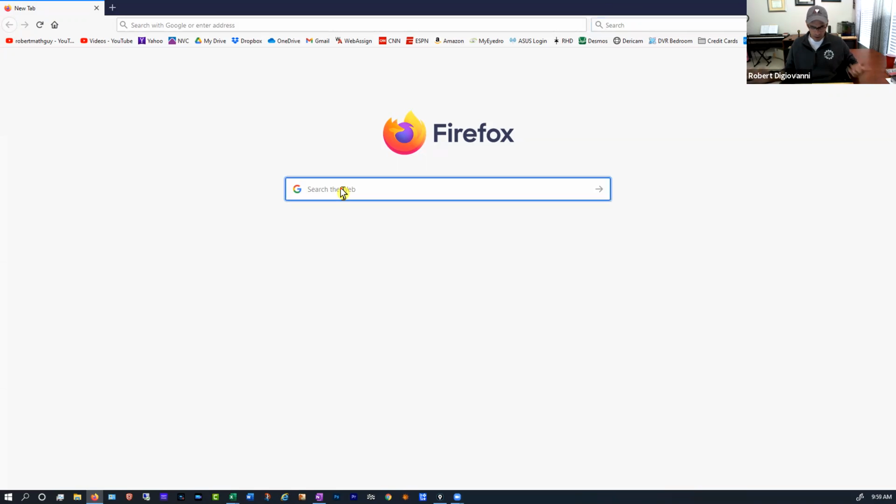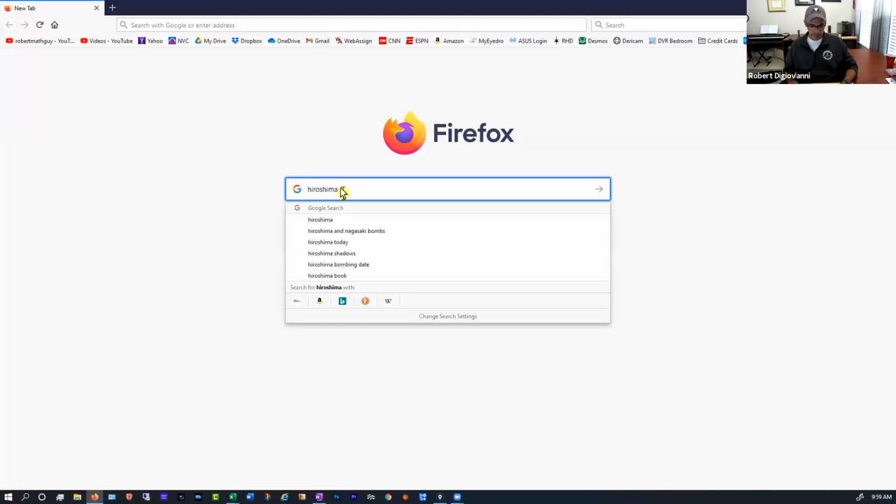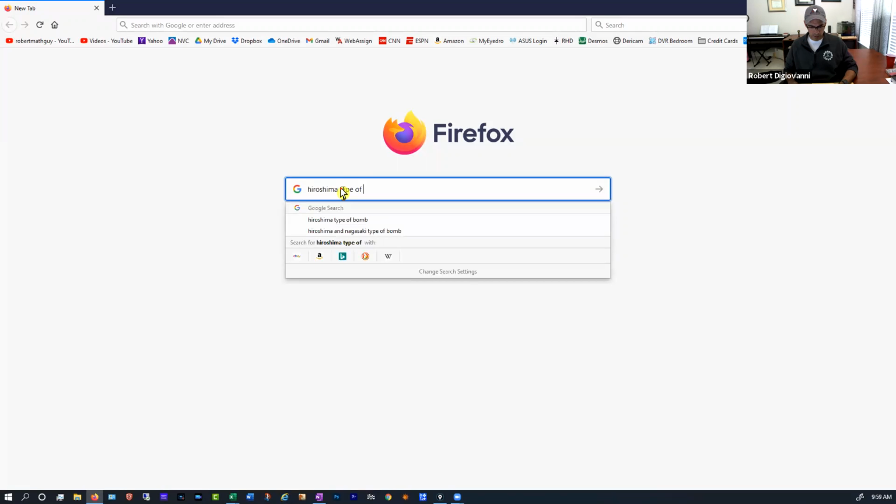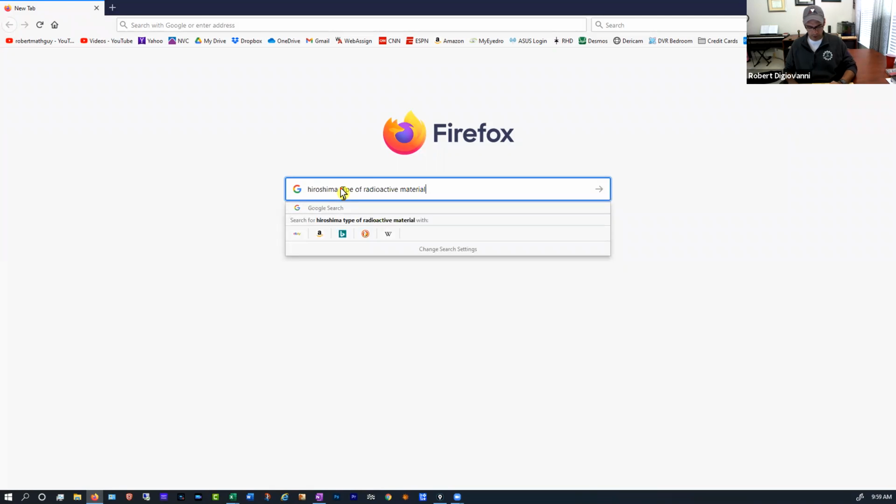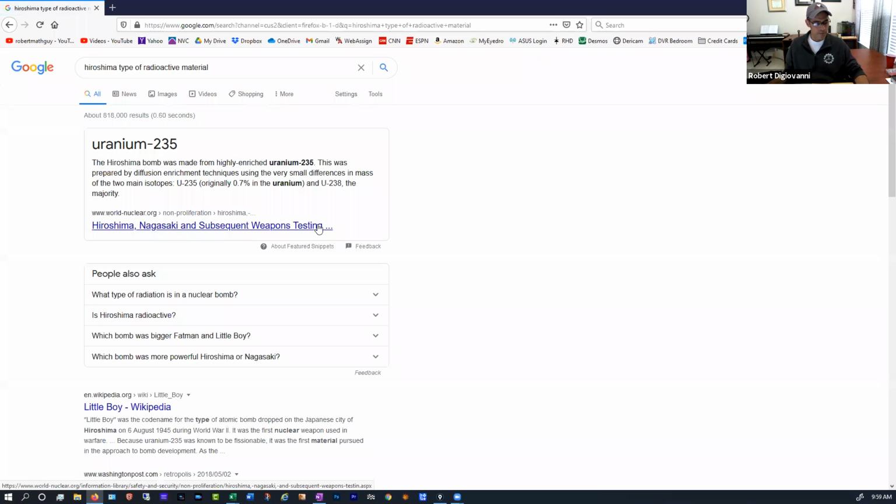So I'm going to look up, let's go to Hiroshima. Hiroshima type of radioactive material. Let's see what kind of radioactive material was used. I'm just going to go with this one. I'm not even going to read this, but it looks like uranium-235 was the radioactive material that was used for the bomb that was dropped on Hiroshima at the end of World War II. I really hope everyone knows what I'm talking about here. So uranium-235, that's the radioactive material.